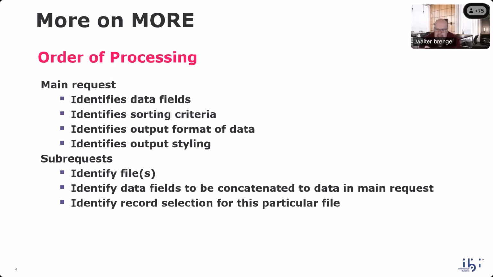So when you use more, you identify a main request, and that main request will identify the fields that you're reporting against, any sorting criteria, the output format, and any styling. So the main request should have all of that in it to get what you want. All of the sub-requests, all of the additional files that you're accessing, will have the file name and any where criteria, any filters, any record selection that you want to use for that particular file. So the main information is in the main request, and then the sub-request should only have where conditions.